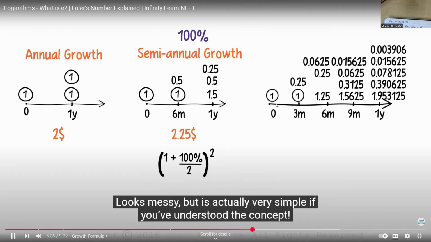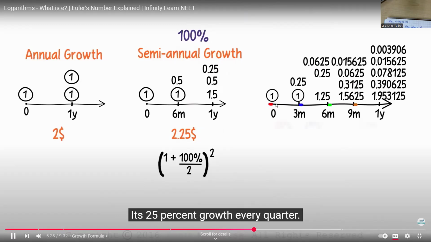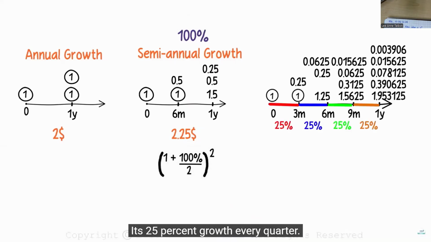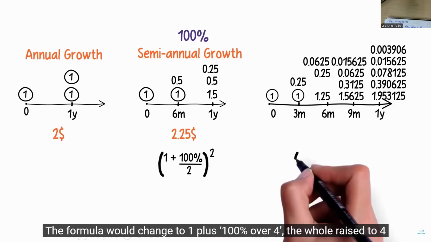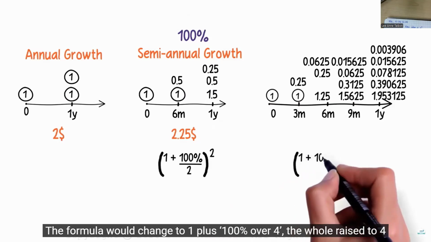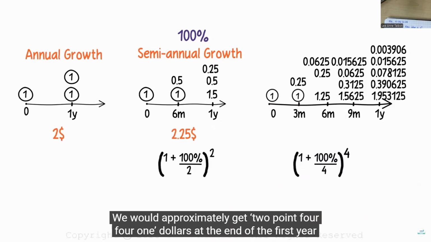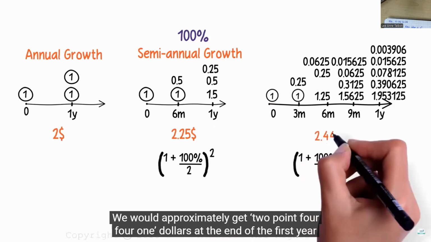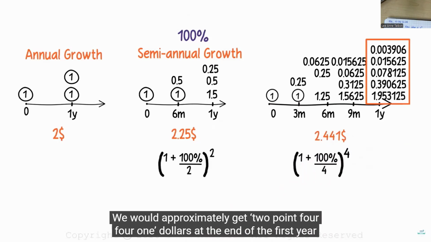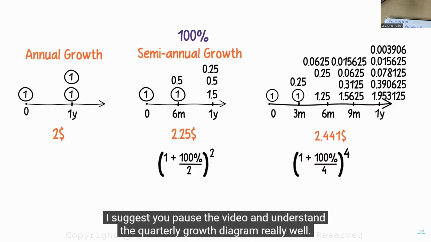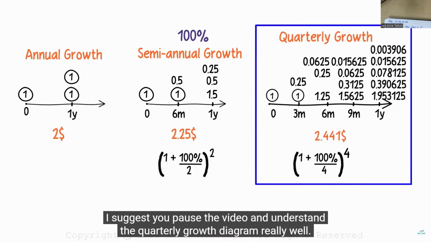Very simple if you understood the concept. It's 25% growth every quarter. The formula would change to 1 plus 100% over 4, the whole raised to 4. We would approximately get $2.441 at the end of the first year. That's awesome. I suggest you pause the video and understand the quarterly growth diagram really well.